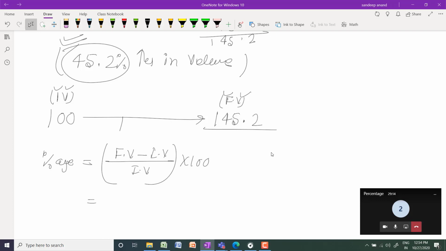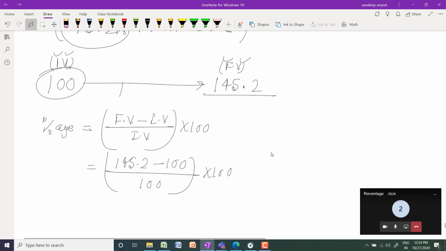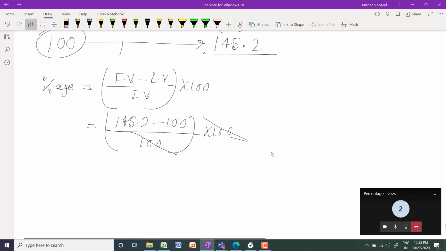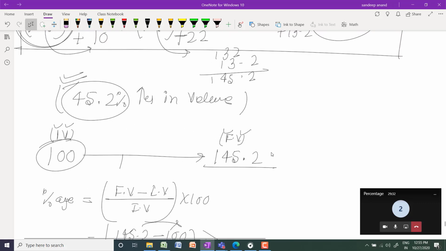My final value is 145.2, and 100 is my initial value. Multiply by 100, so this 100 is gone. 145.2 minus 100 will give you 45.2. Yes or no, Martin? Since the base is 100, you need not worry about it. Simply subtract this value and it will give you the result.